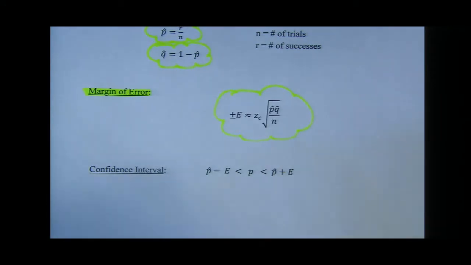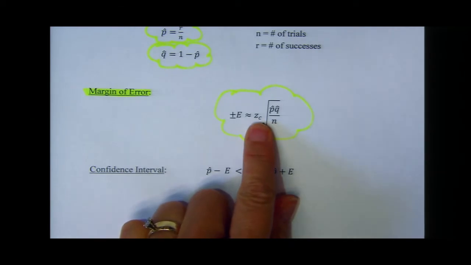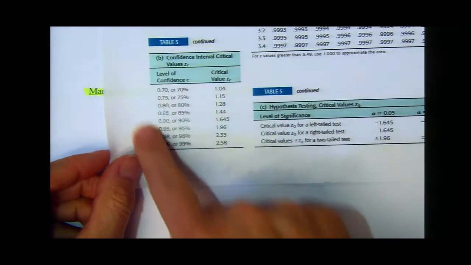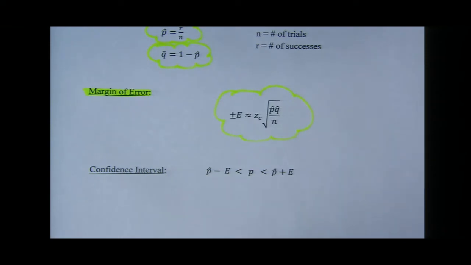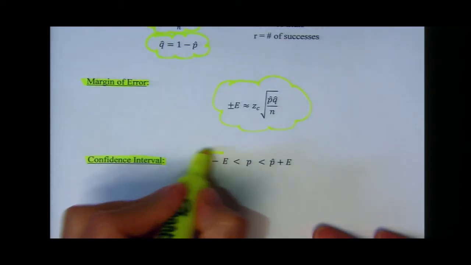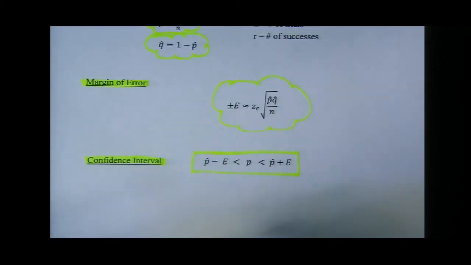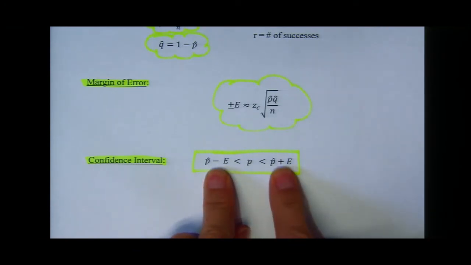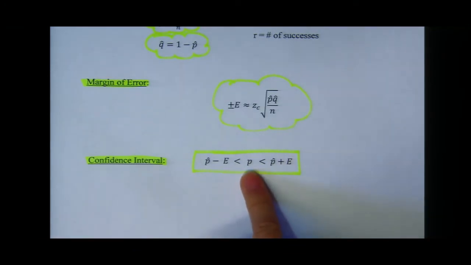And notice in the margin of error that it says Z sub C. So we're going to go back to using this small table right here. The margin of error is Z sub C times the square root of P hat times Q hat divided by N. And then our confidence interval is P hat minus E and P hat plus E, but notice we're estimating P. So this is now P instead of mu. So let's look at a couple of examples.